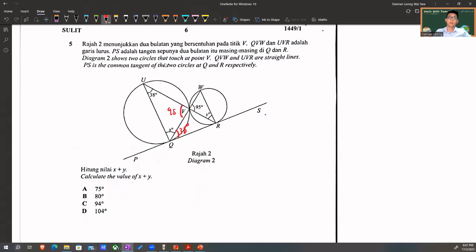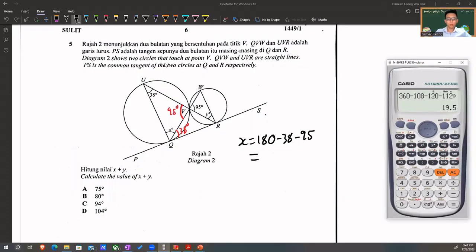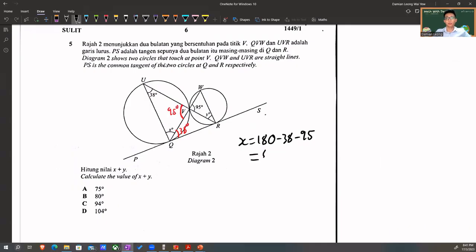Here is 95. I can actually find X first. So if I want to find X first, it is basically 180 minus 38 minus 95. I can use angles inside a triangle. So 180 minus 38 minus 95 is 47 degrees.